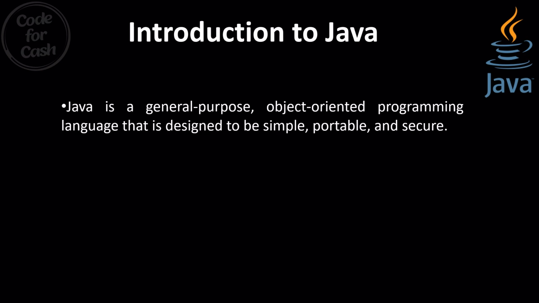Basically, Java is a general purpose object oriented programming language that is designed to be simple, portable, and secure. General purpose means that the language is not meant for a specific purpose, but for a general purpose. That means it has a lot of applications in various domains. It is not subjected to a single domain. In contrast, if a programming language is a domain specific language, then it is meant to be applied in specific areas, not in broader domains. So there is a difference between general purpose and domain specific.